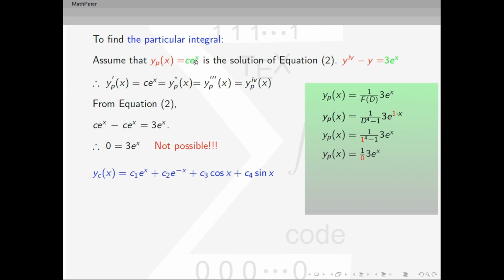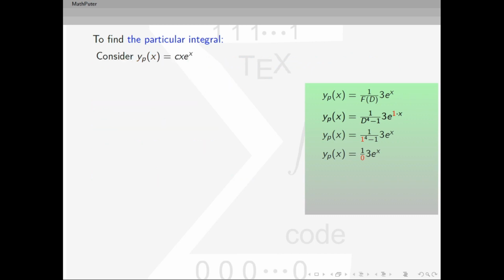So what do we do? In the last lecture also this kind of situation occurred. That time we multiplied by x. So here we apply the same thing. We multiply by x. Yp(x) is equal to c x e raised to x. Now find the first derivative.